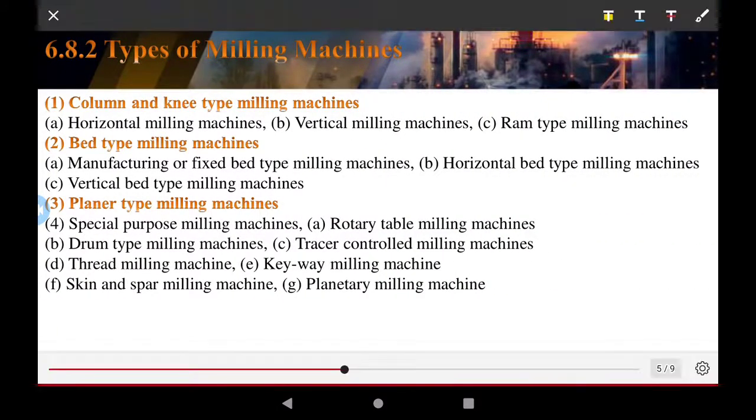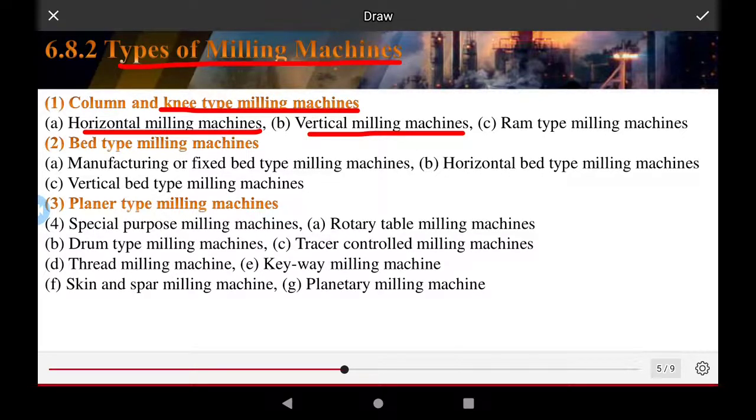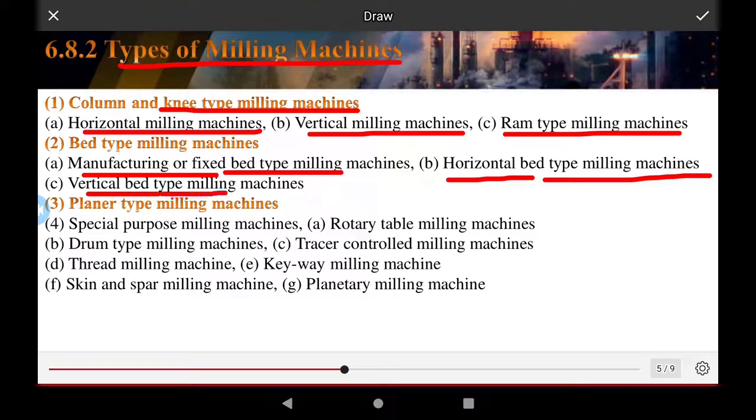Types of milling machines: the column and knee type milling machines, including horizontal milling machine, vertical milling machine, and ram type milling machine. The bed type milling machine is also used for manufacturing, including fixed bed type, horizontal bed type, and vertical bed type milling machines, planer type milling machines, and special purpose milling machines.